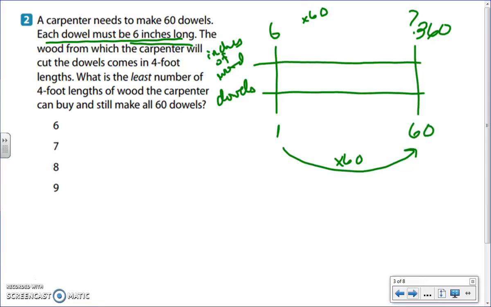So here's where things get a little tricky. I really need to change 360 inches into feet. So when I think about that, I think in my head, okay, inches and feet.